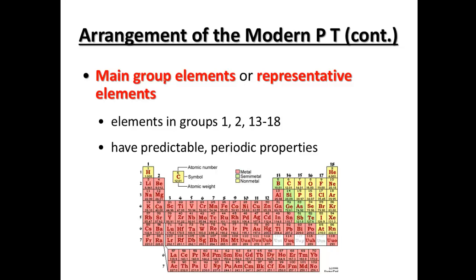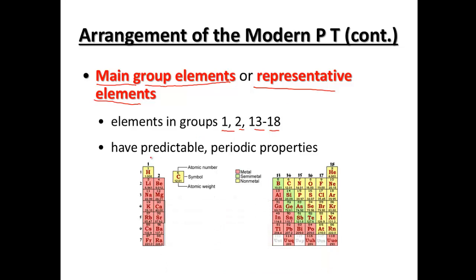Now, to look at them more specifically, we're going to also look at main group elements, or they're known as representative elements. And this is going to be anybody that's in group 1 or 2 and 13 through 18. So we're going to take out those other sections. Our group 1 and 2 and 13 through 18 are going to be our main group or representative elements. And the reason we call them that, they have predictable periodic properties.